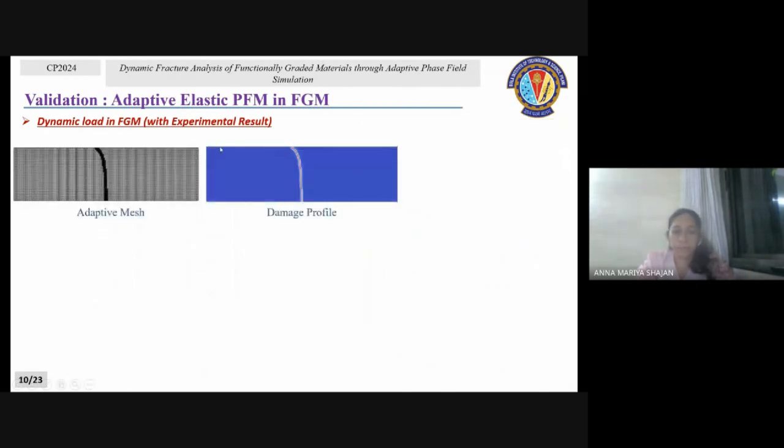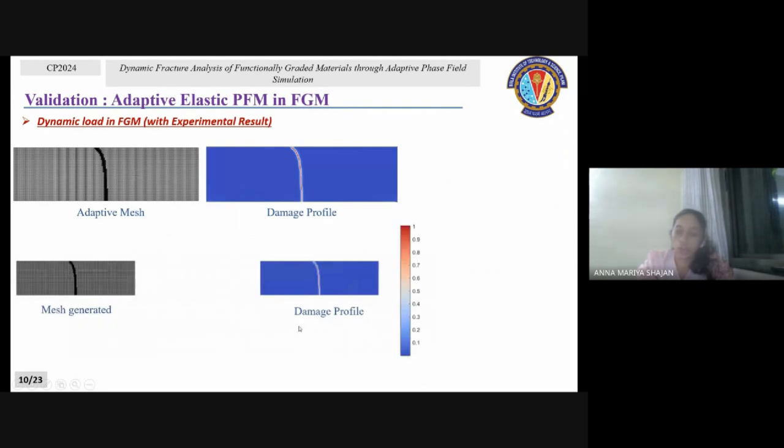And this is the adaptive mesh and the damage profile generated. Here we can see that where the crack propagates, there will be a finer mesh, and away from the crack, you will be having a coarser mesh. Okay, this is the video showing how the crack is propagated along the path. You will be having a finer mesh.